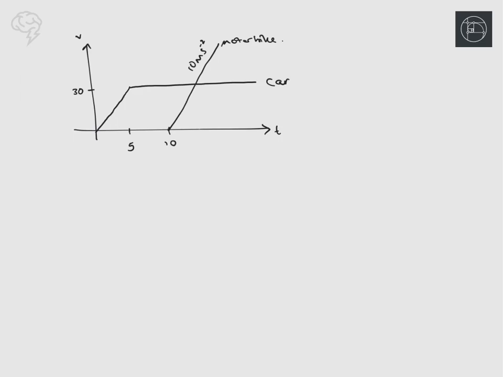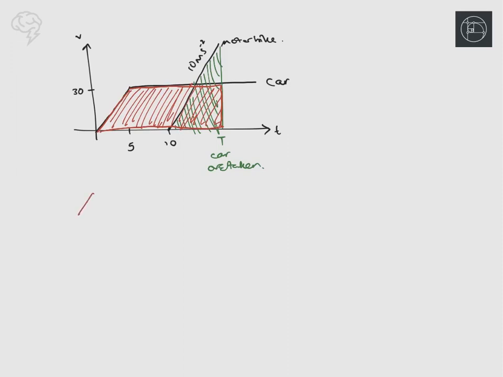So let's think about the displacement of the motorbike. If this is the point where the car is overtaken, some random point in the future, then the motorbike displacement is exactly the same as the car displacement. And the displacement, as I'm sure you well know, is the area under the VT graph. So this area here equals this area here. That will be the time at which they're overtaken.